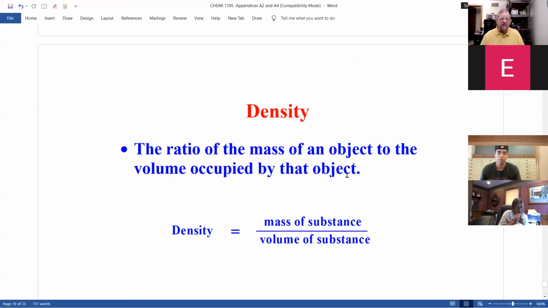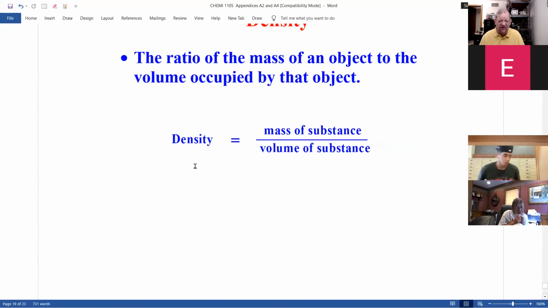Now, I will not put this on a test, but I'll talk about density tomorrow. Density is a ratio of mass of an object to the volume. Density, the clicker switch is off, but I'll do this tomorrow.